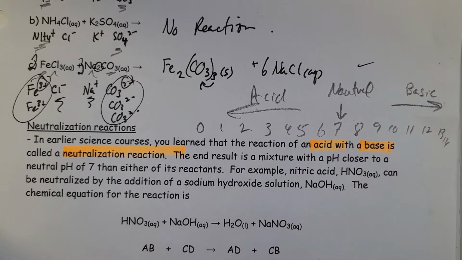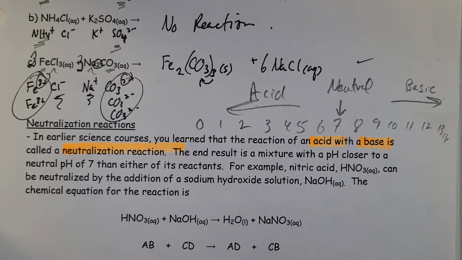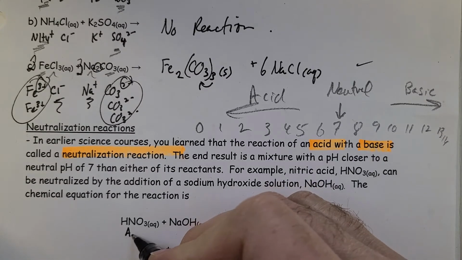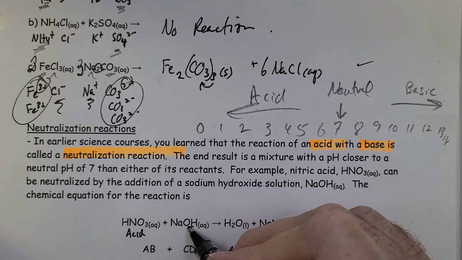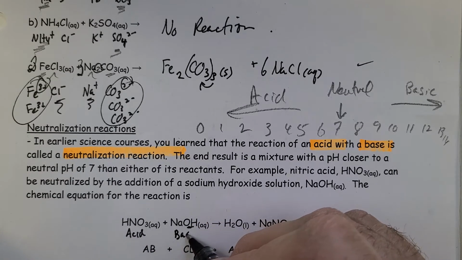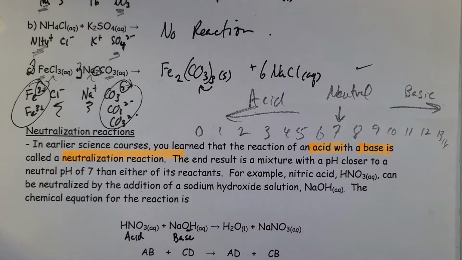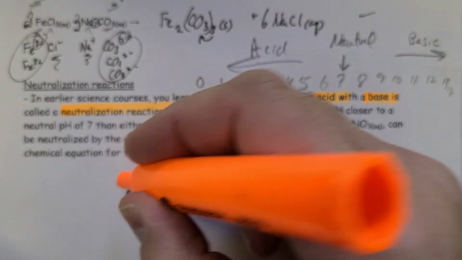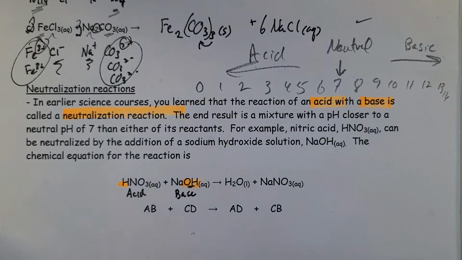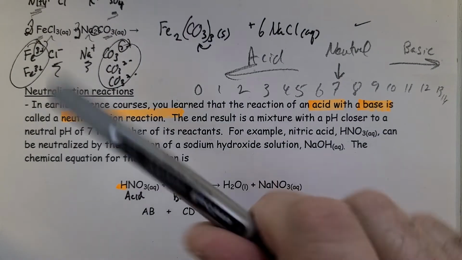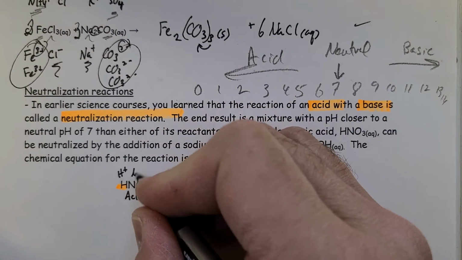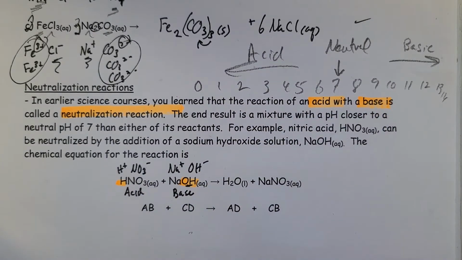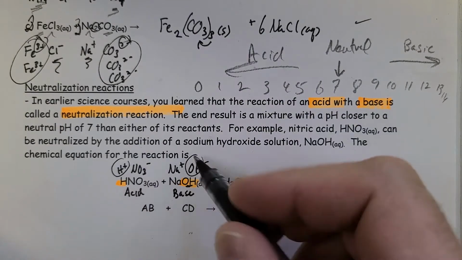So if you look at nitric acid, it can be neutralized by the addition of sodium hydroxide. The chemical equation is this. So nitric acid, of course, is the acid. And anything with a hydroxide, for now, we can assume is a base. And if we take a look at the double replacement reaction, we have H plus and hydroxide, which could come together. Because if we take a look at what we have here, we have H plus and NO3 minus, and then sodium and hydroxide. So we have H and OH come together to make water.